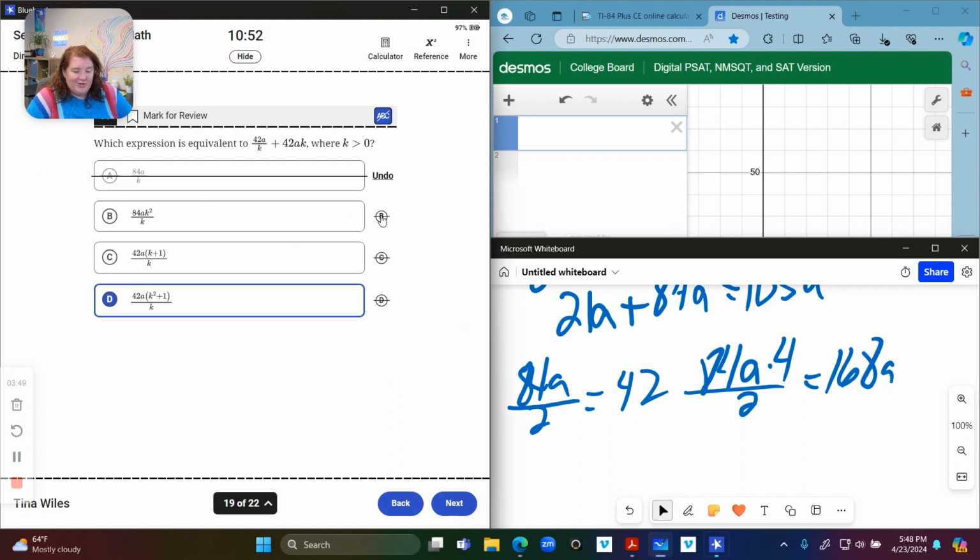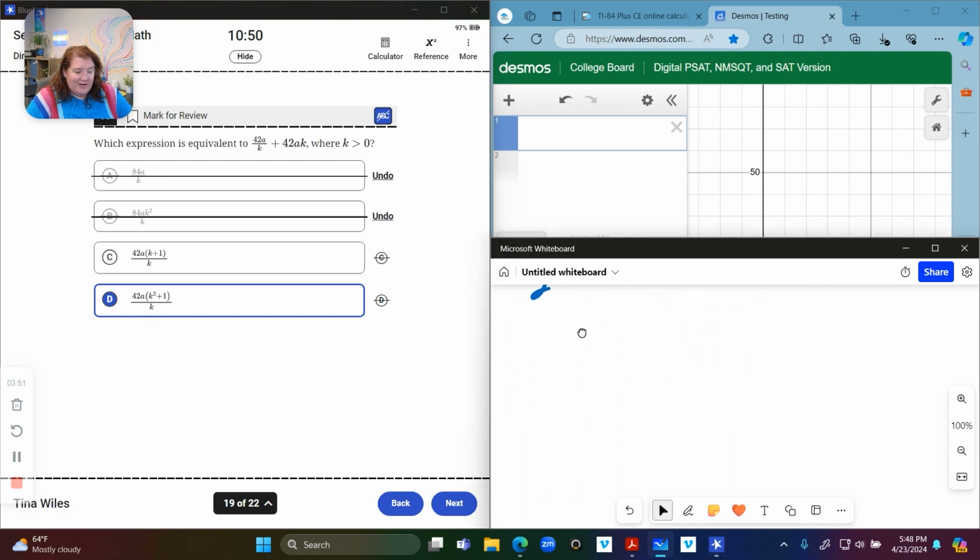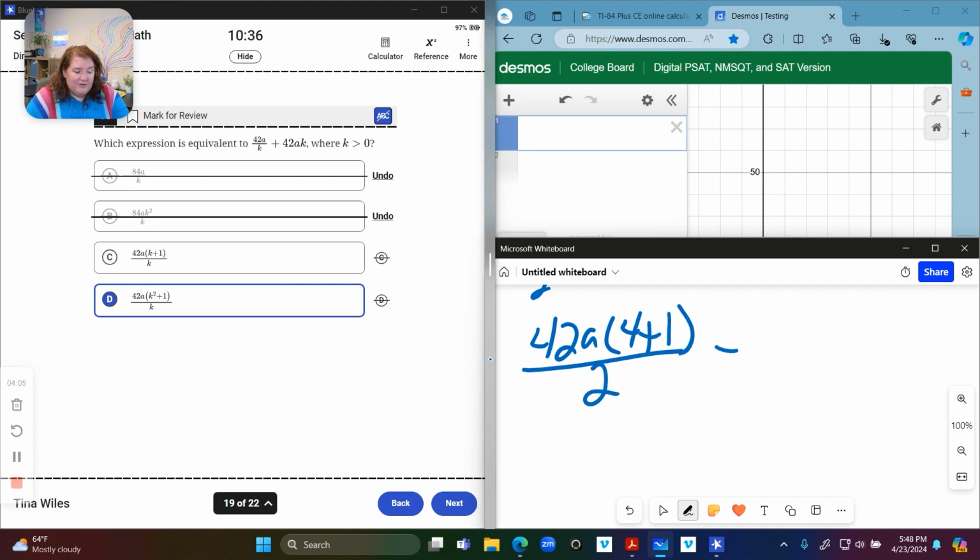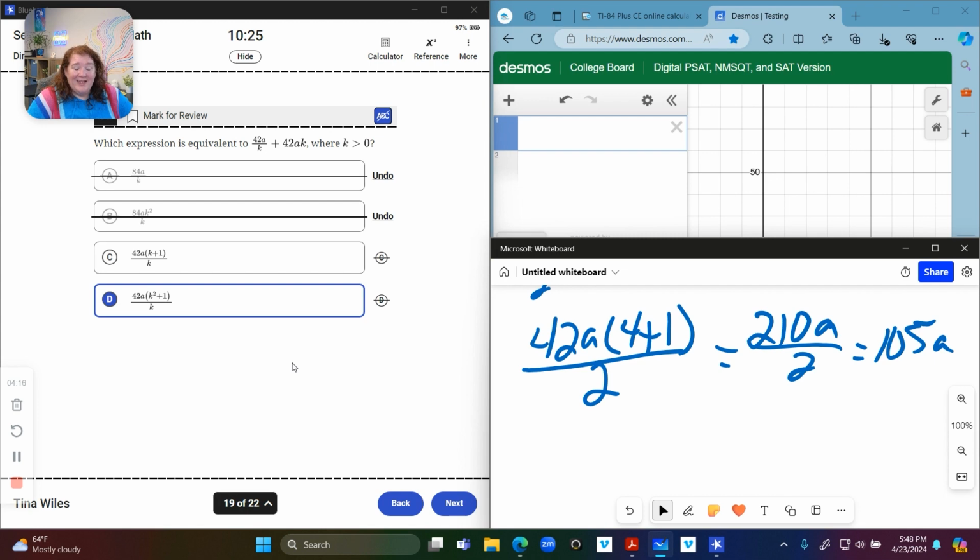So if I'm just going to jump down and plug it into D so you can see what I'm talking about. If I did 42a times k squared, which is 2 squared, is 4, plus 1, over 2. So that would be 42 times 5, 210a over 2 gives me 105a. So you can see I got the same thing. If that doesn't make any sense, don't worry. I showed you how to do it algebraically already.